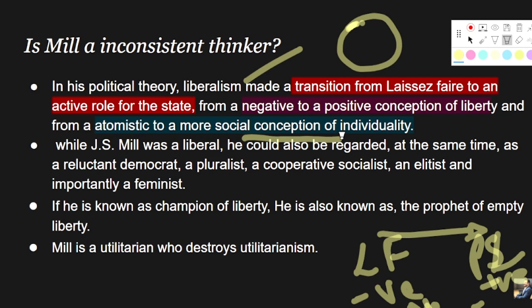So this is a kind of transition that is being observed in the ideas of Mill, right? So it is not confined to or hemmed in by any particular idea, that is a complete or original notion of liberalism, that is laissez-faire or negative state and so on. It is a transition from negative to positive conception of liberty, from a more atomistic nature to a more social conception of individuality, right? So this is the basis upon which the ideas of Mill are built, right?